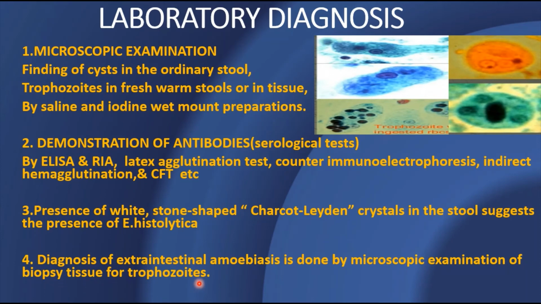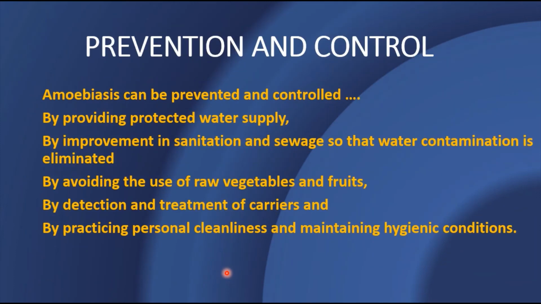Biopsy means a little bit of that specific organ is taken and examined for trophozoites. We also have serological tests to demonstrate antibodies in patient serum by different methods like ELISA, RIA, latex agglutination test, counter immunoelectrophoresis, indirect hemagglutination, and even the complement fixation test. And the presence of white stone-shaped Charcot-Leyden crystals in the stool suggests the presence of Entamoeba histolytica. So these are a few laboratory methods by which we can diagnose Entamoeba histolytica in the patient's sample. Then coming to prevention and control.